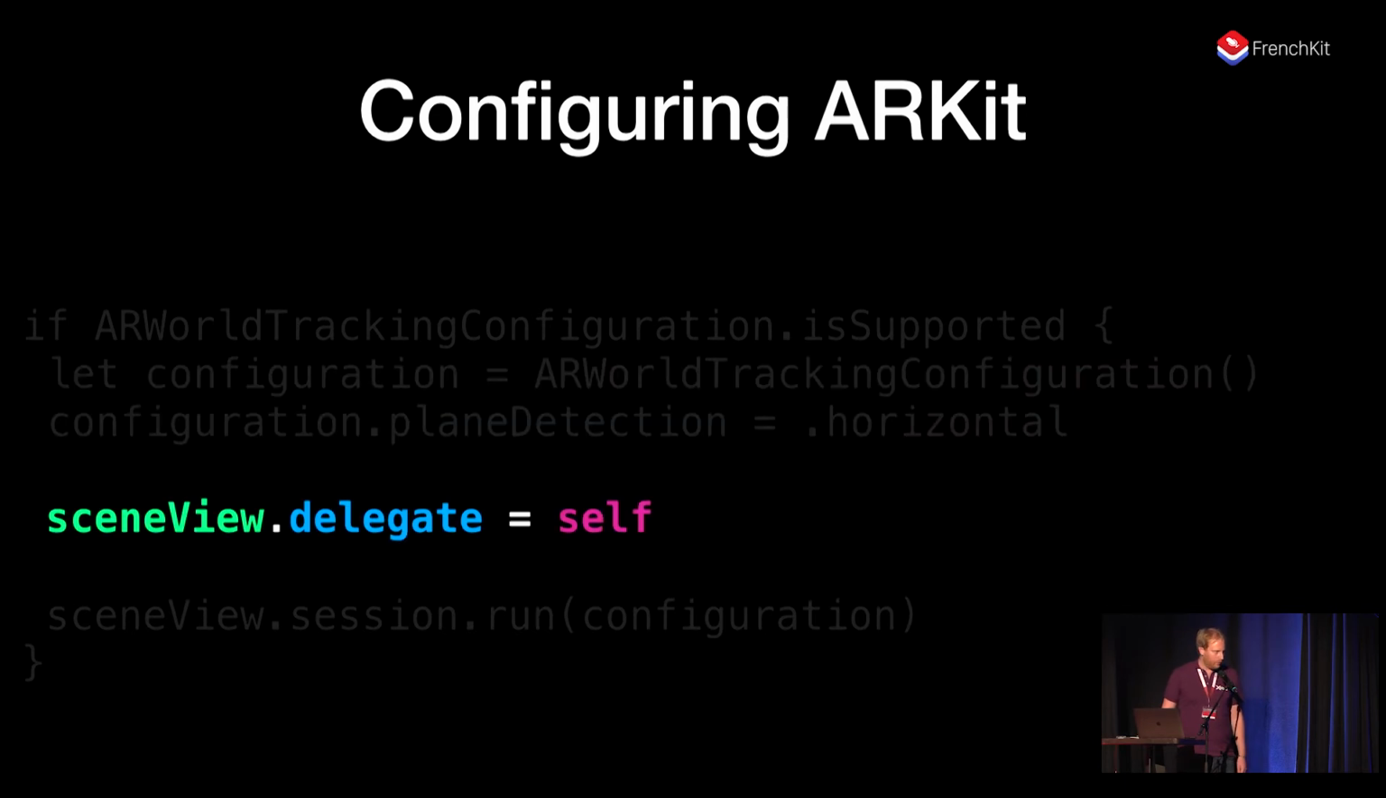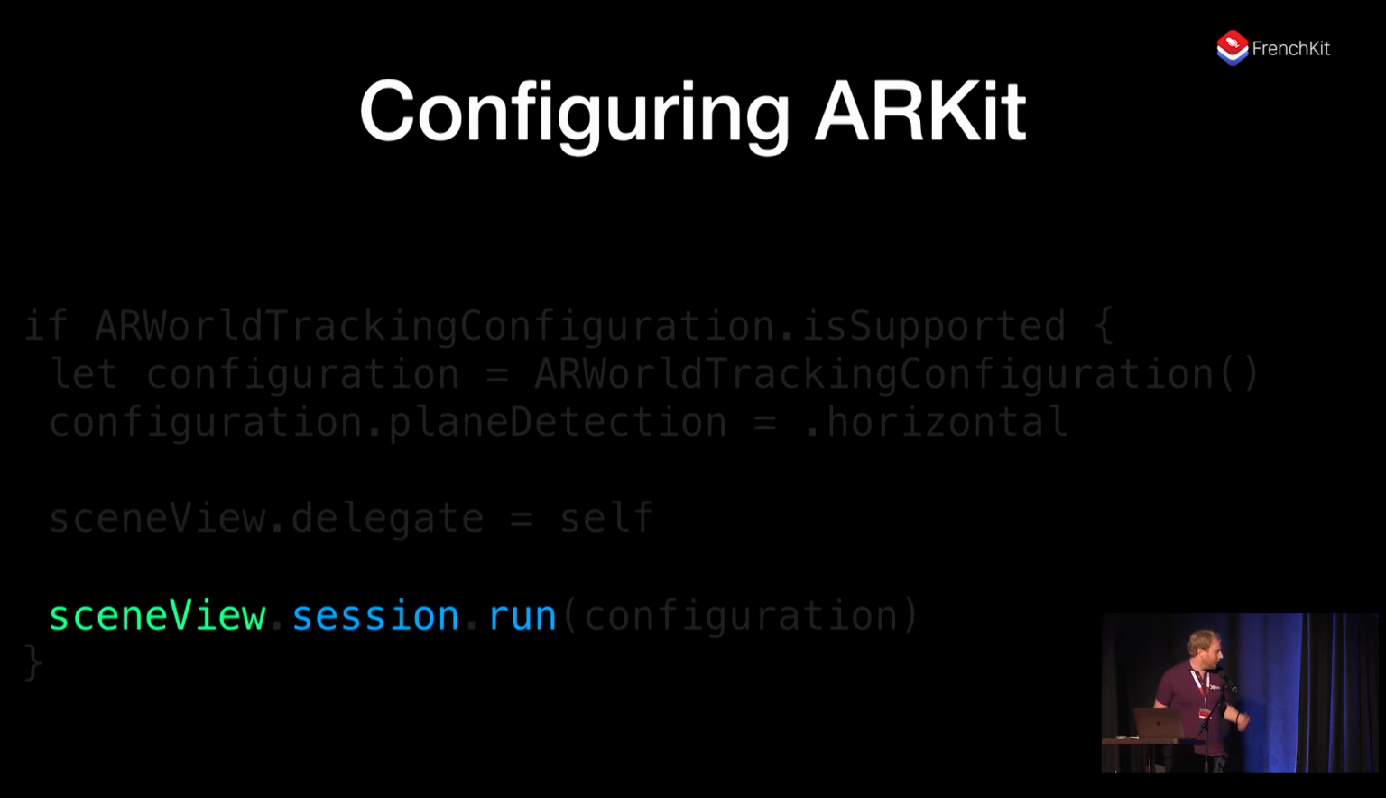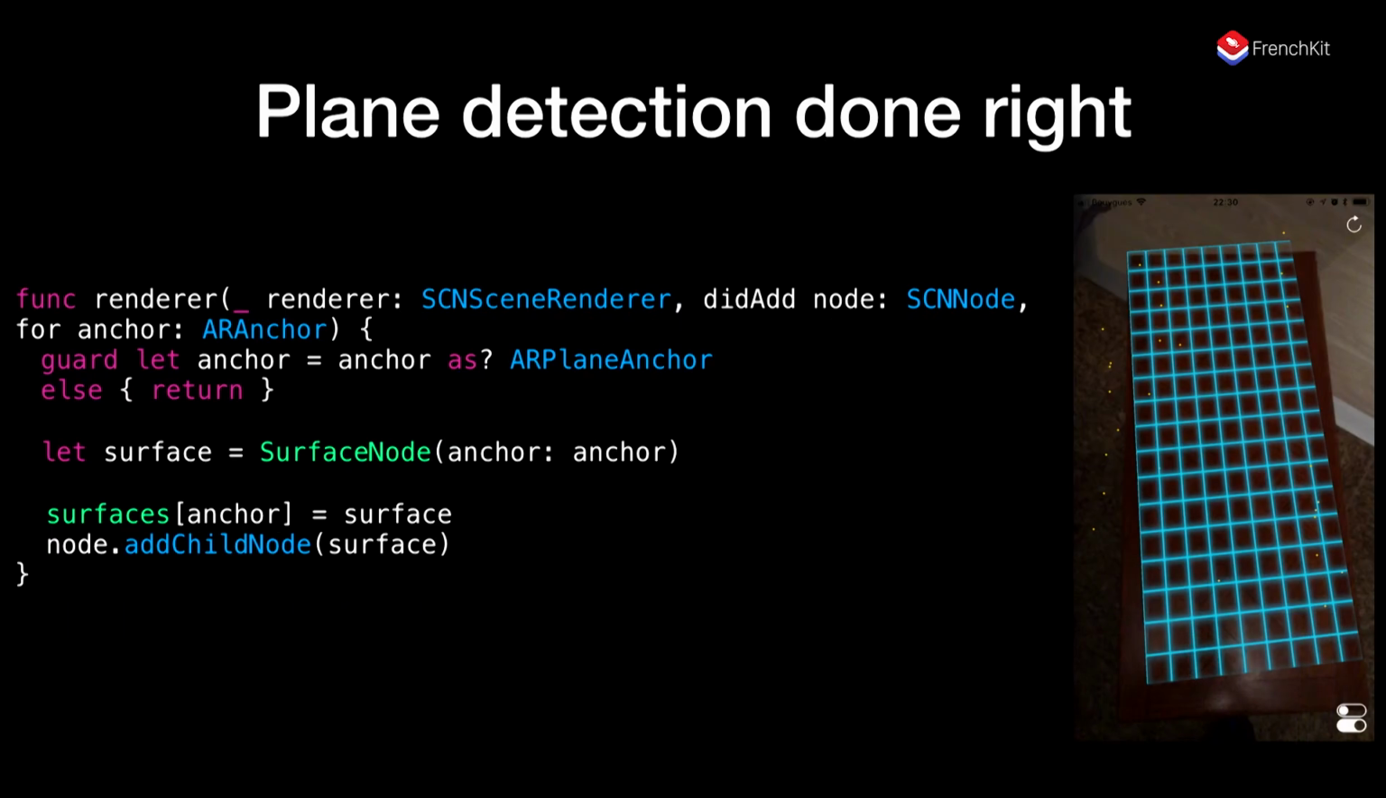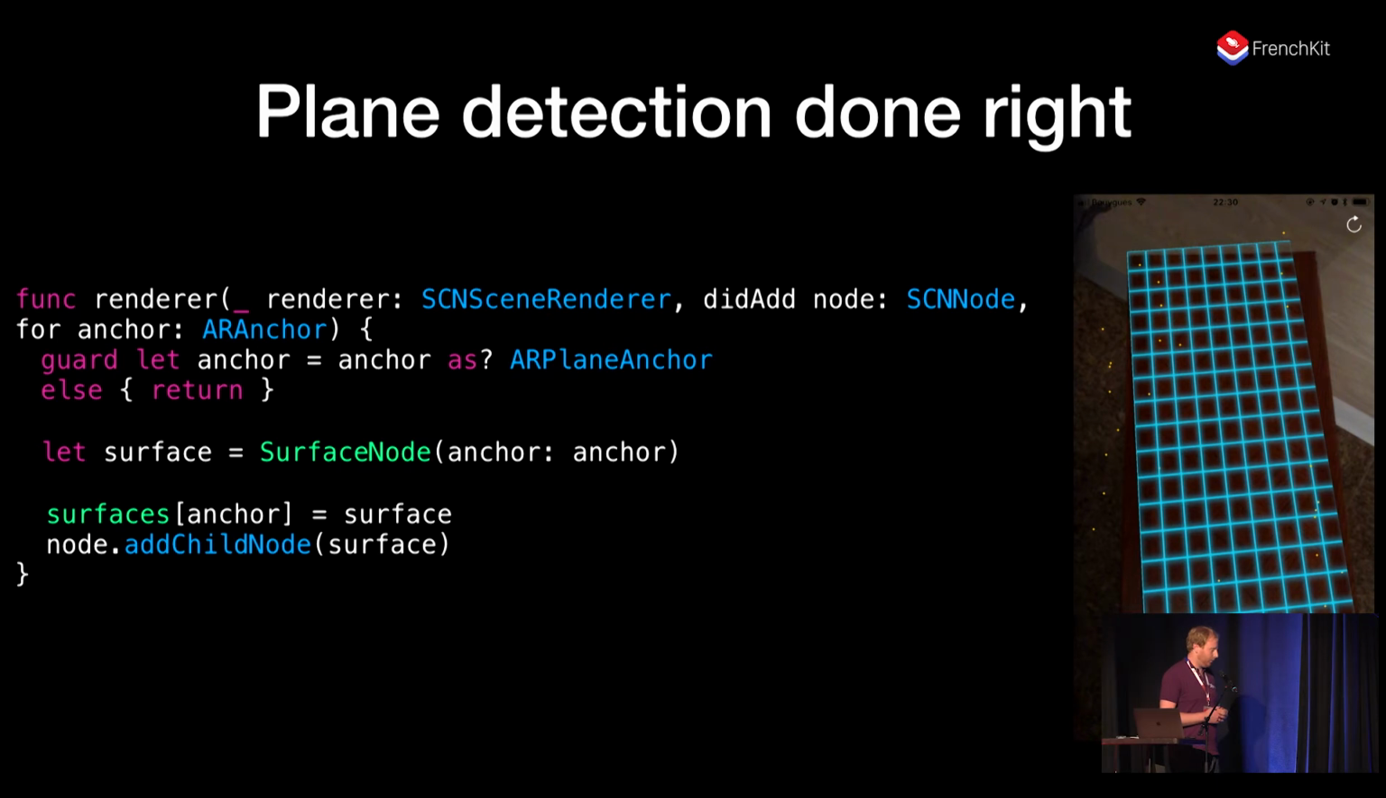You set the scene view delegate, or if you don't, you just have a camera. And then you run a session with a configuration. And when you do that, you have access to plane detection. When you are filming and ARKit starts detecting a plane surface, it will call the delegate method and deliver two main things: a node to attach 3D content and an anchor.